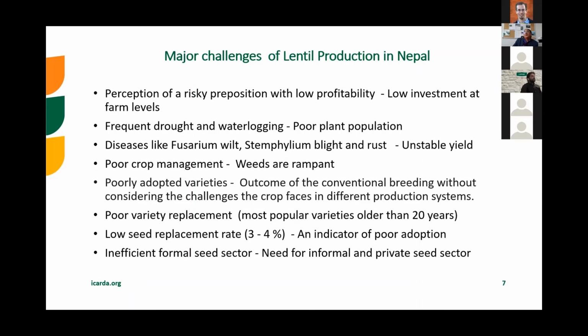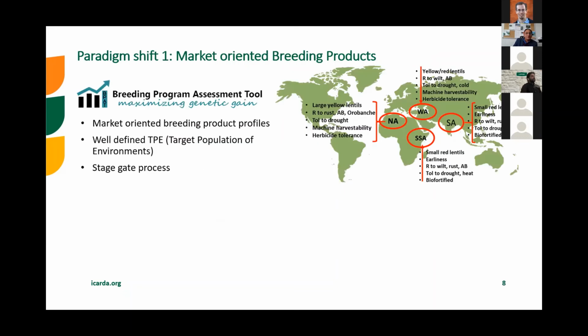Though we have released 14 varieties in the last 40 years, you can still see the most popular varieties were released around 20 years ago. It means these old varieties are still there in the farmer's field. Then comes the low seed replacement rate, 3 to 4%, and that really shows that the adoption of our improved varieties is very, very poor. The reason is mainly that there is an insufficient formal seed system, and that's why there is a need for the informal and private seed sector to chip in to make more quality seeds available to the farmers.